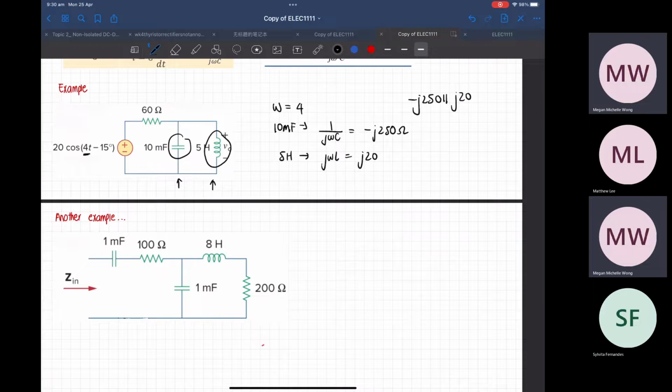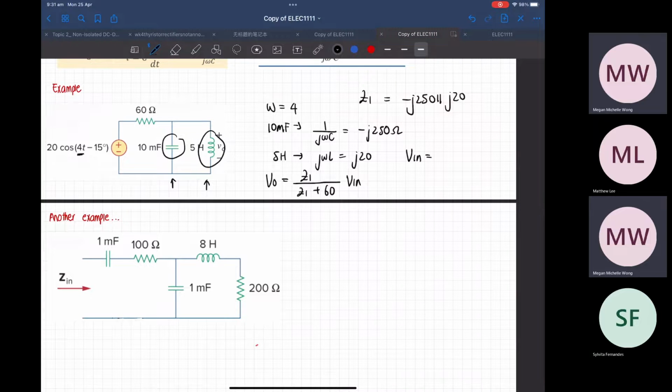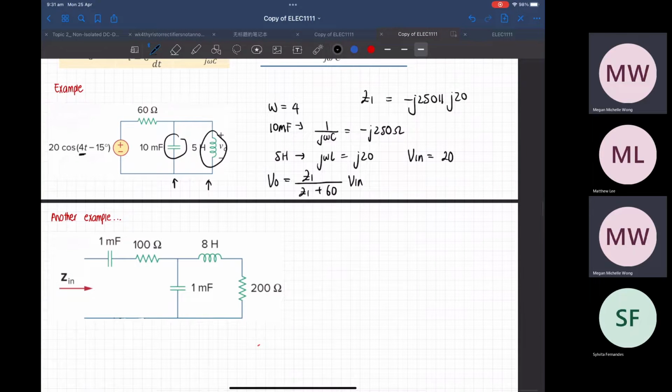And then this value, let's say Z total, or let's put it as Z1. Then you just do a voltage division, which is V out equals Z1 over Z1 plus 60 ohms, multiplied by your V in. And in this case, what is your V in? Your V in is 20 angle of minus 15.